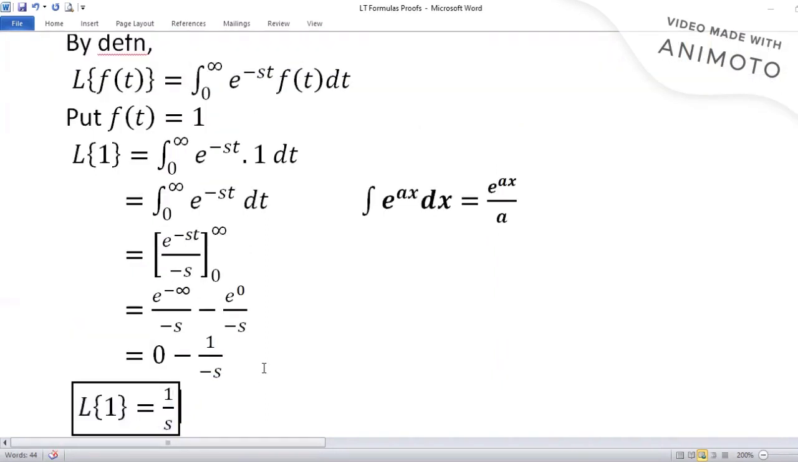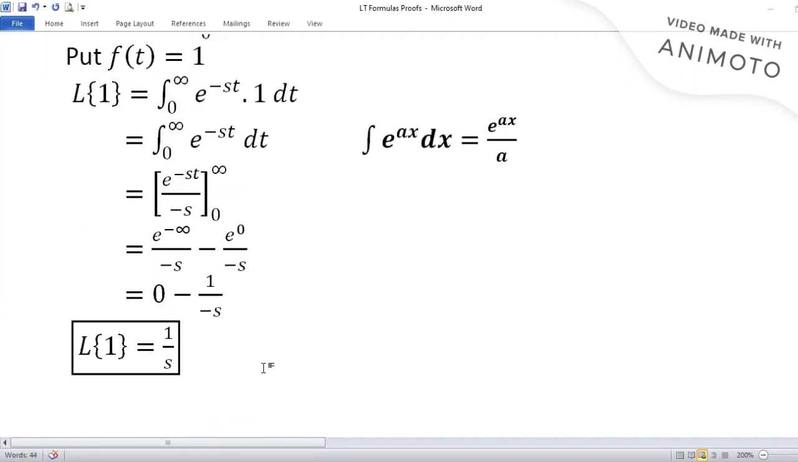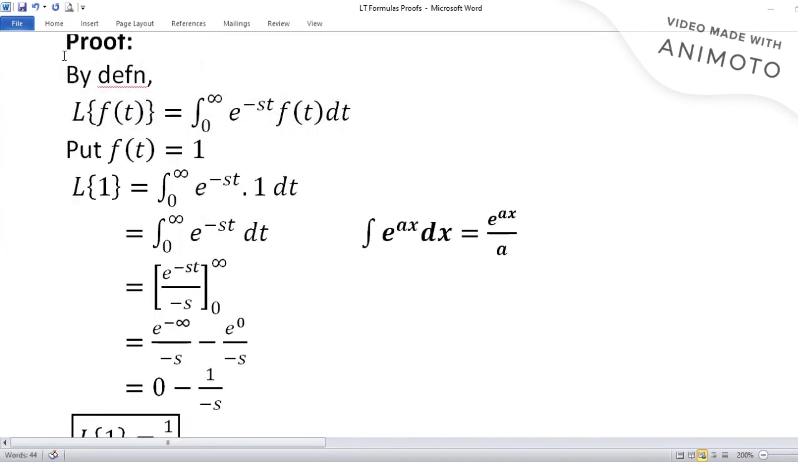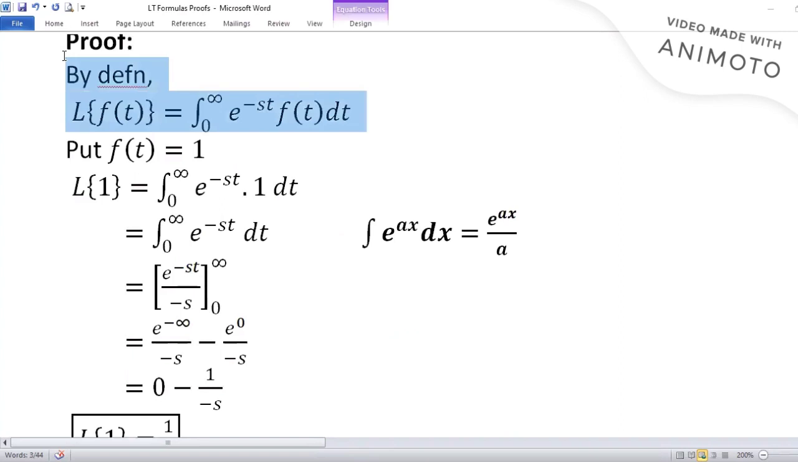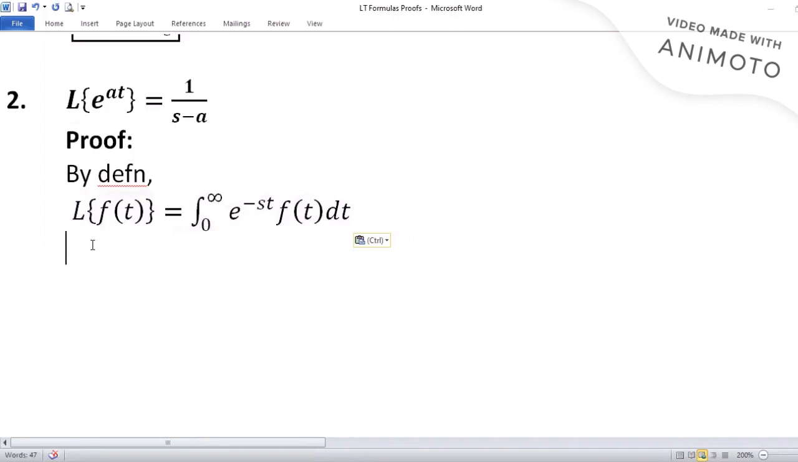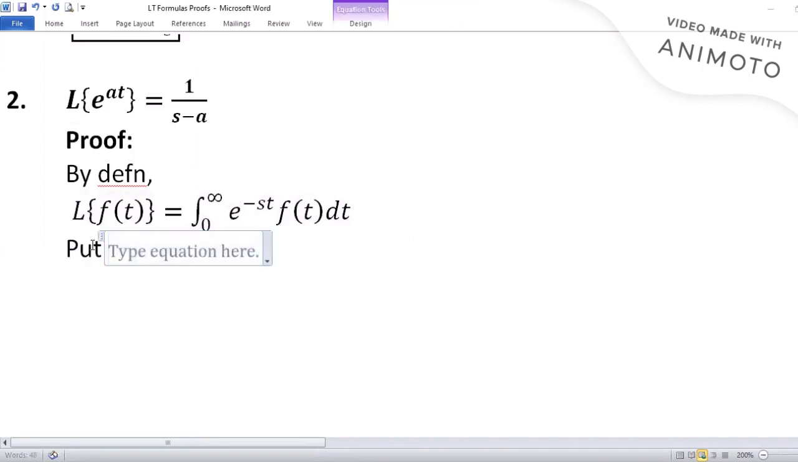So this is the first proof. If they ask in the examination, Laplace of 1 is equal to 1 upon s. Let us do the next part, Laplace of e raised to at. Once again, we must copy this by definition. We must first write what is the definition. In the definition, put function f(t) equal to e raised to at.